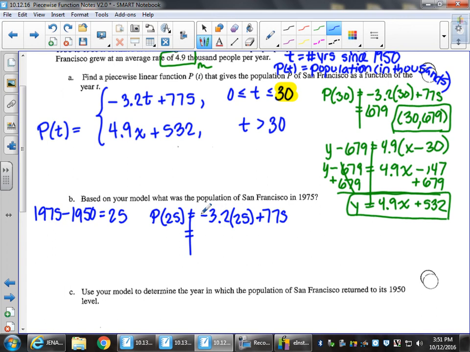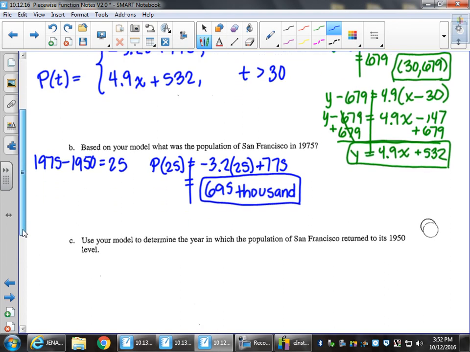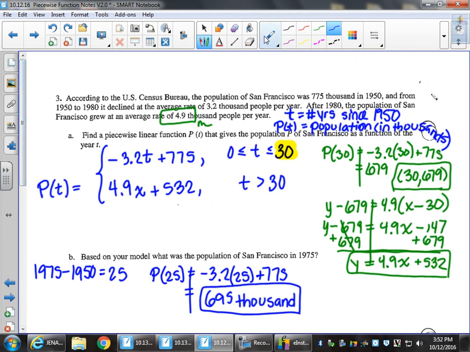And so let's see, I got 695,000 people. Use your model to determine the year in which the population of San Francisco returned to its 1950 level. So for it to ask us that question means we must know something about 1950, and in fact, we do. If we go back and read for information, we know in 1950, the population was 775,000.